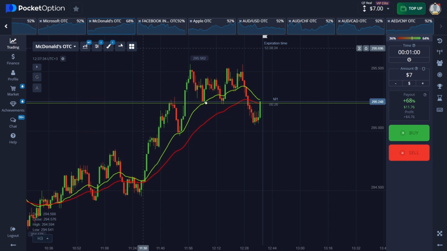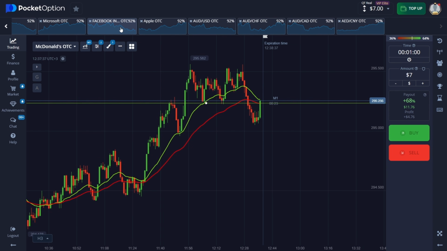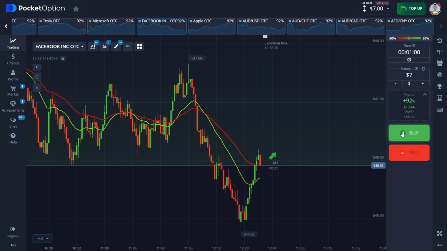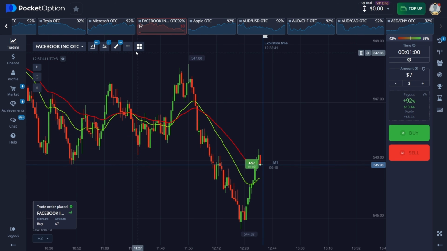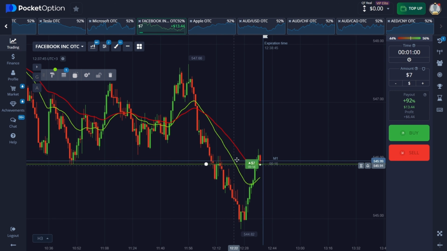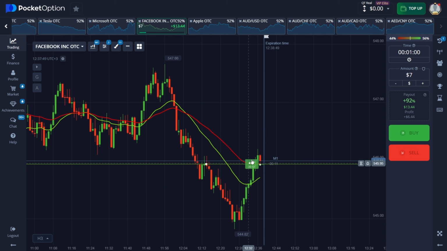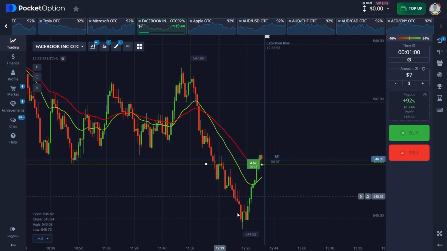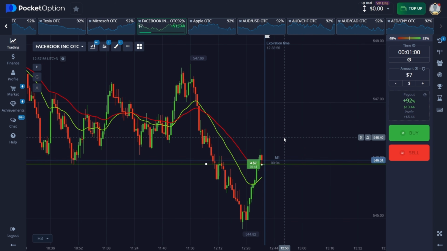Let's find a trade for $7 on the OTC market. I chose the OTC market because of its good payout. I found a trade on Facebook OTC for an upward move and placed a trade for $7 on the 1-minute time frame. As you can see, there was a downtrend and the candles broke the moving average. At this time, you will see a red candle indicating a retracement trend trade. That's why I took this trade for an upward move.